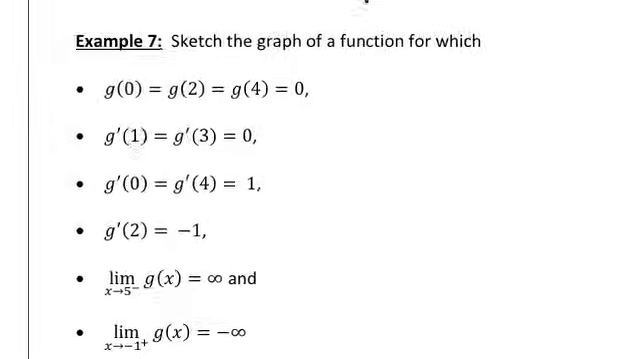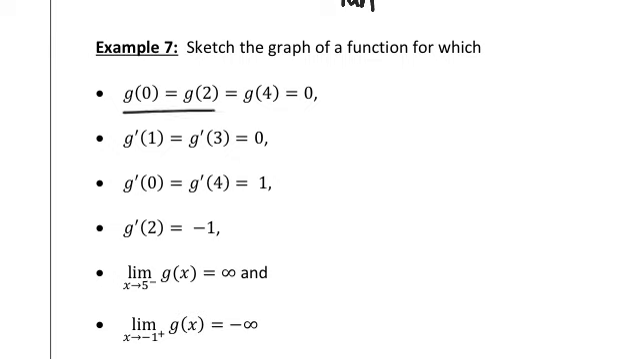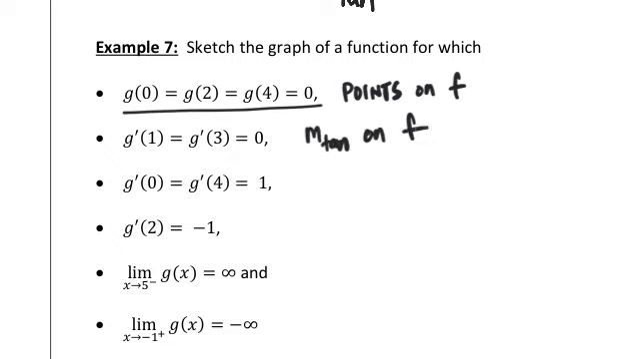So it's about looking at this and realizing, these first few conditions here, these are points. All of these are points on the graph, right? Points on the function. G prime of 1 equals G prime of 3 is 0. These are tangent line slopes on the graph, right, at specific points. G prime of 0 equals G prime of 4 equals 1. That's also tangent line slopes on the graph. G prime of 2 is equal to negative 1, another tangent line slope on the graph, right?